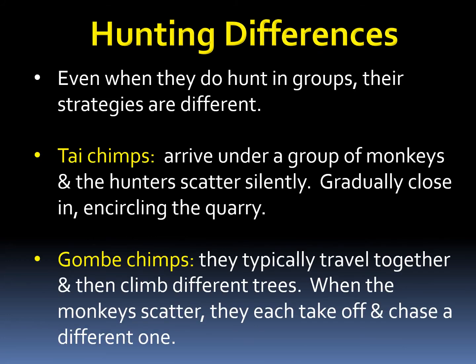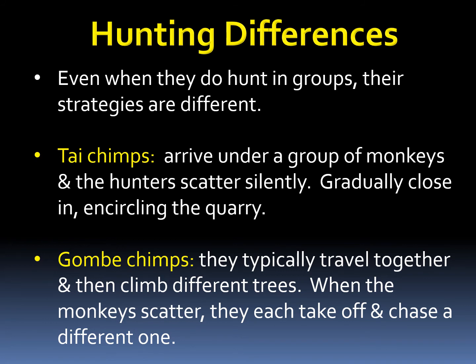So if we look at some of the hunting differences between the two groups, even when they do hunt in groups, their strategies are different. The Thai chimps will arrive under a group of monkeys, and then the hunters scatter silently, gradually closing in and encircling their quarry, right? In essence, they're spreading around the colobus monkeys and gradually closing in, in sync. The Gombe chimps, on the other hand, are what we just talked about. They typically travel together and climb up different trees. When the monkeys scatter, they each take off and chase a different monkey, or they are trying to block off the possible escape routes.